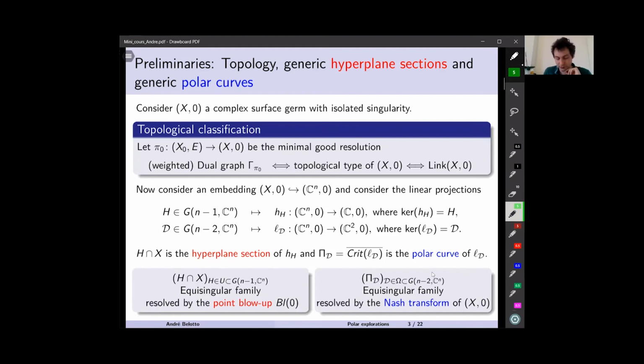So there is a critical locus, restricted to X, and we can always take its closure so that it's also defined at the singular point. This is the polar curve.